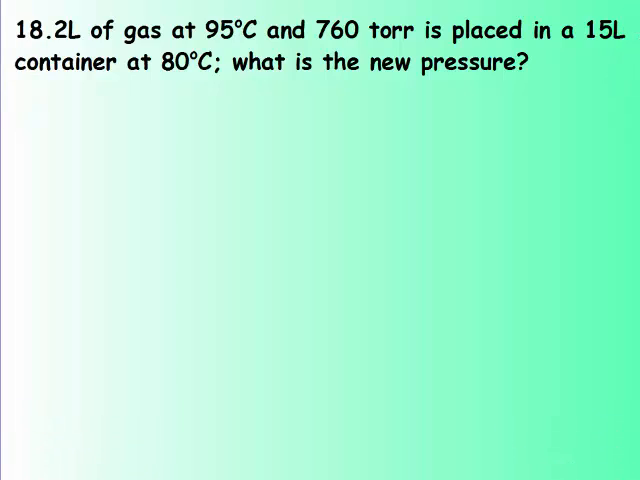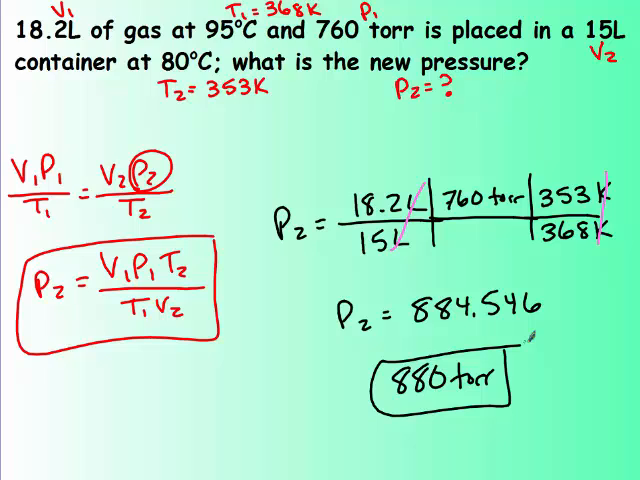I'm going to pause the video and try this one on your own. Restart when you have a final answer. You should have gotten 880 torr. Make sure on your paper that you have all the things that I did. That you have a rearranged equation, that you showed all your work with units, and that you have your final answer, again, with units. And that you've labeled all the pieces in your equation. You need those 4 pieces to get full credit.